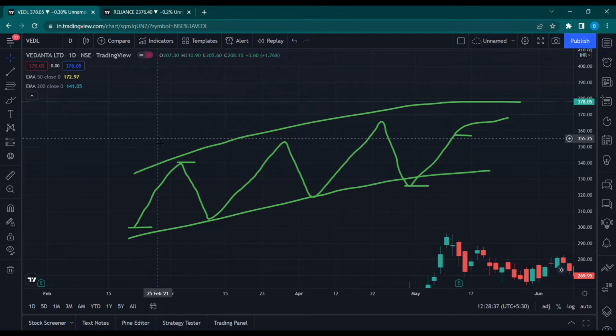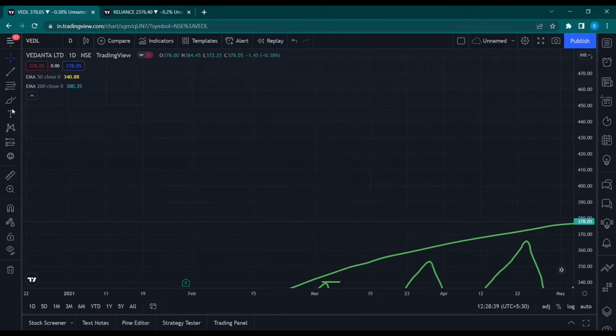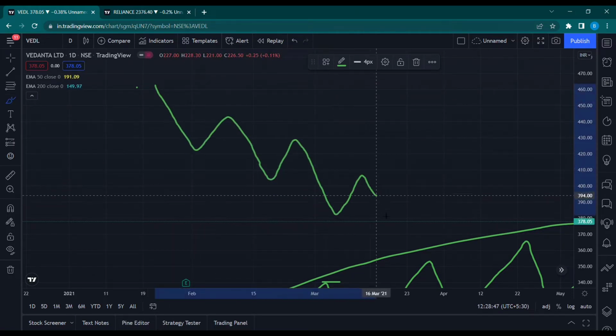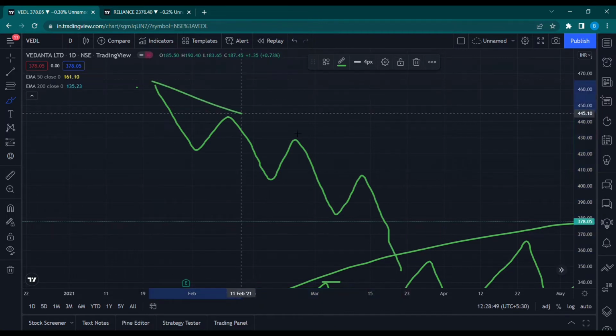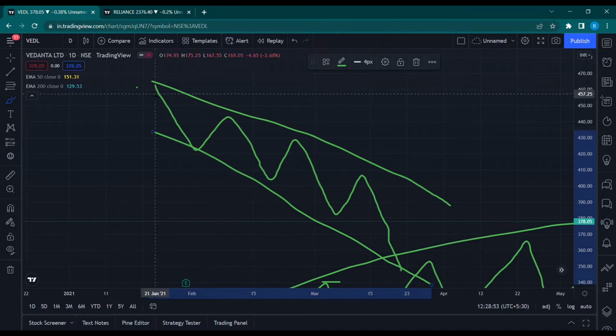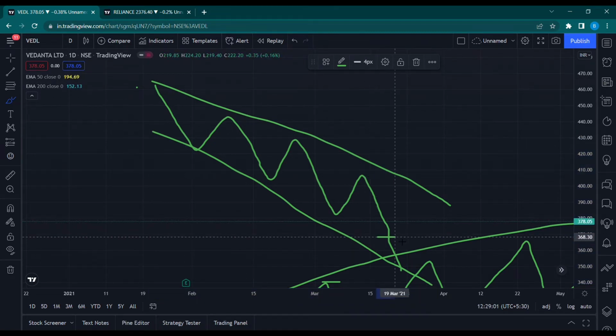Similarly, this was an uptrend. Now you can make out what a downtrend is. In this case you have this kind of pattern. This is a perfect downtrend. Again, prices are making lows, then highs, again lows, again highs. It's in the same way, but the average price direction is going downwards. So that is a downtrend.